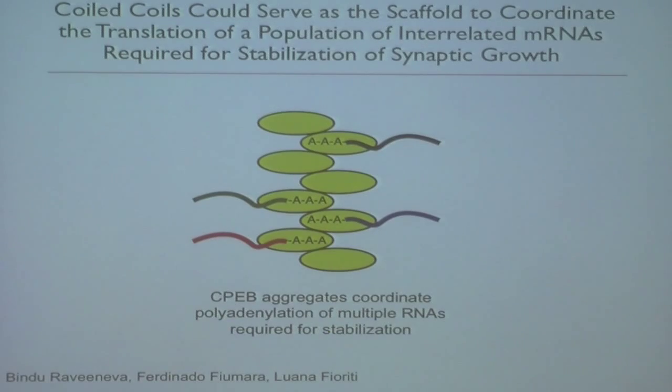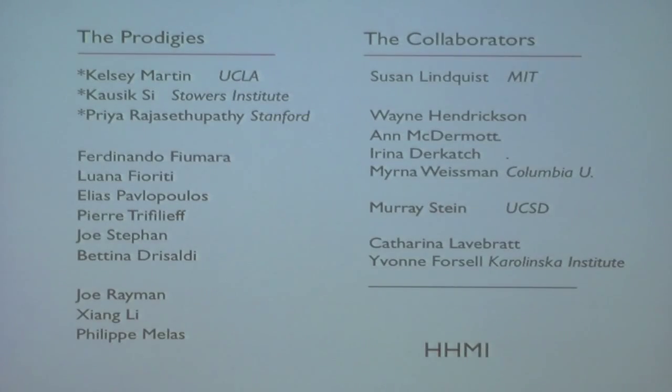Luana Ferrettini and Ferdinando Fumara have actually developed a model whereby this could provide a very nice scaffolding that allows binding through the prion domain of aggregates of these functional prion proteins, which could serve as a lattice for translating a number of different messenger RNAs in a coordinated fashion in order to meet either the demands of TIA or the demands of CPEB3.